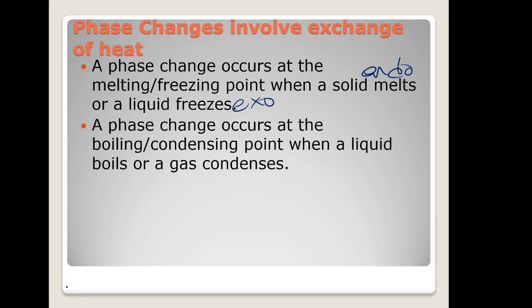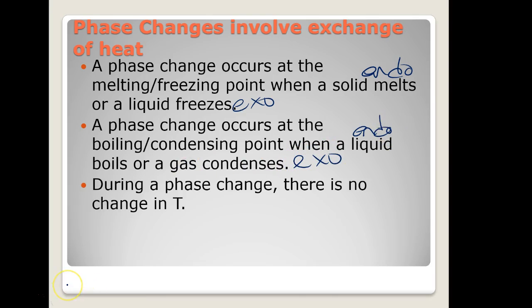And it also occurs at the boiling point or the condensing point. When a liquid boils, that's endo, or a gas condenses, that's exo. And so you can calculate the amount of heat, but the thing is, during a phase change, there is no change in temperature, and that's kind of a weird concept.